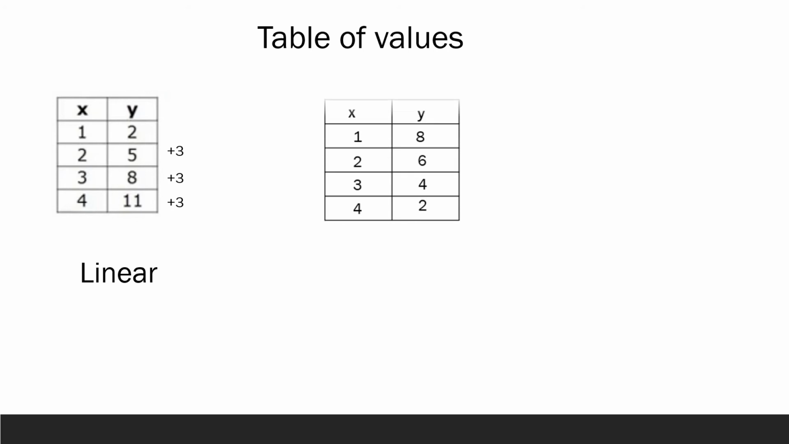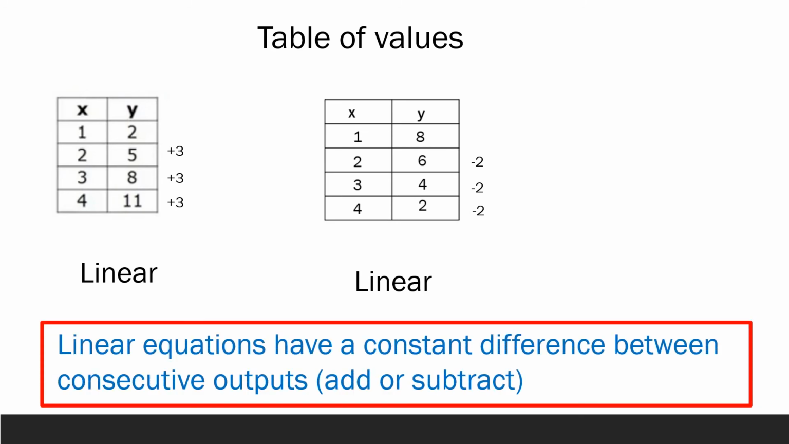Let's take a look at another table. So again, I'm going to look at my y values. 8 to 6, well, I'm going to subtract 2. And then 6 to 4, I'll subtract 2 again. And 4 to 2, I will subtract 2 again. So this is also a linear function. So in a linear function, you have to have a constant difference between consecutive outputs. This means when you're looking at y's, you either have to add a constant amount or subtract a constant amount.